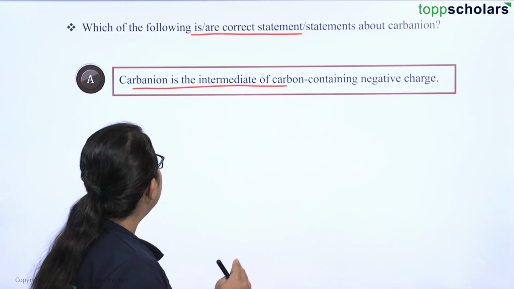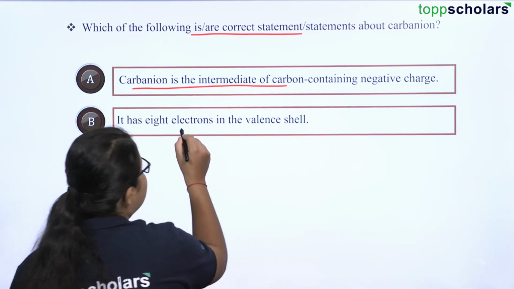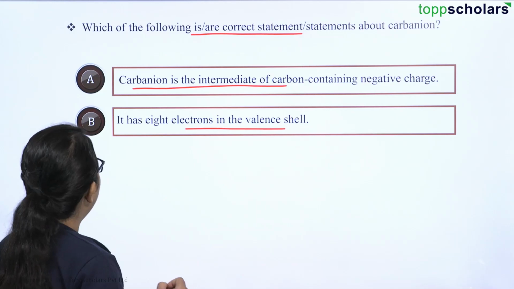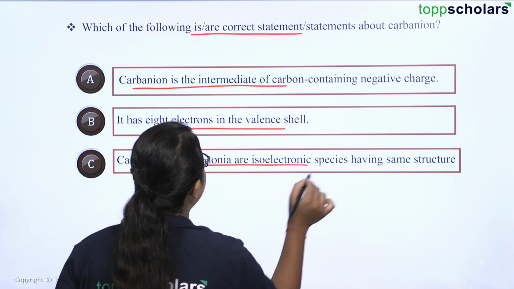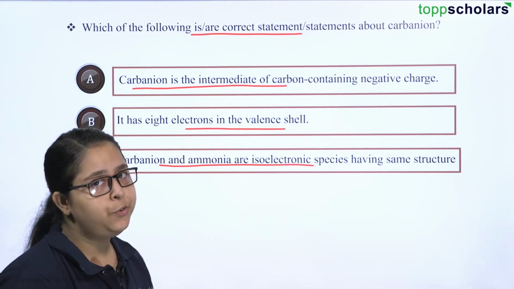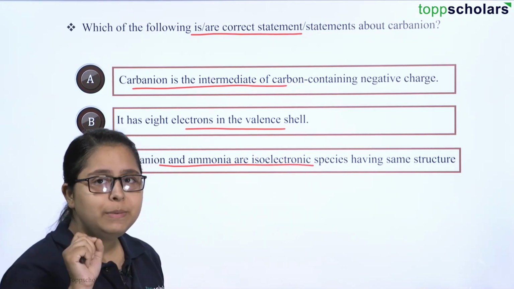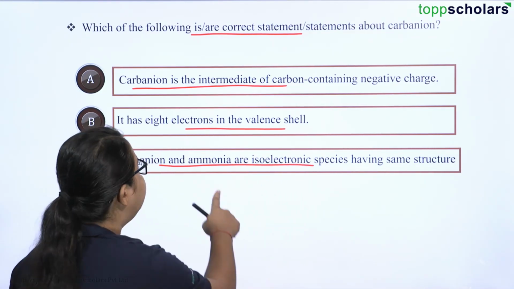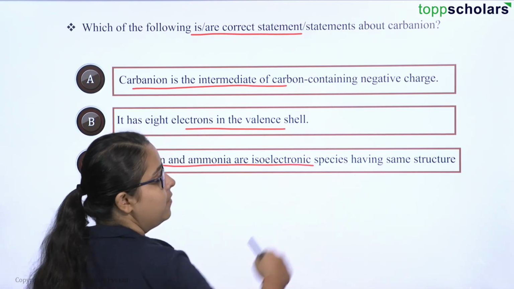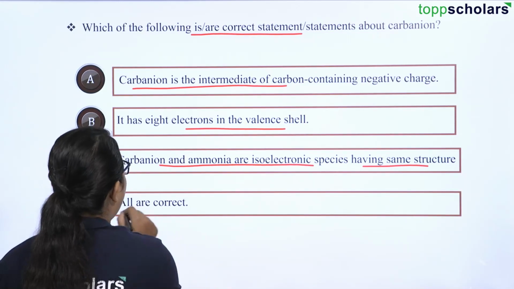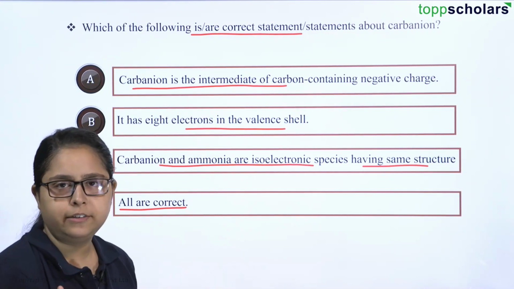Okay. Then we have option B, which says it has 8 electrons in the valence shell. Then we have option C, which says carbanion and ammonia are isoelectronic species. What do you mean by isoelectronic species? That should be clear in your mind as well. And it is also said that both of these have the same structure. Lastly, we have option D, which says that all of the given statements are correct. Okay.